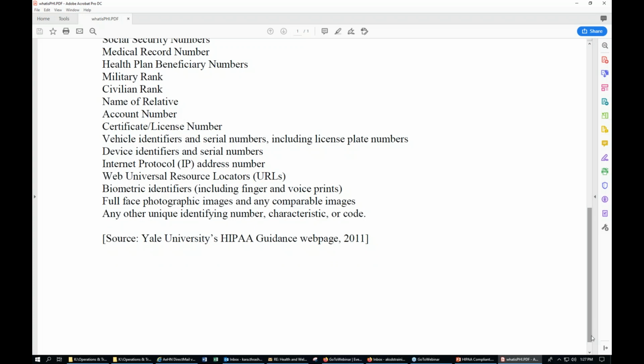And then there are biometric identifiers: a fingerprint, voiceprint, full face photographic images, anything that compares to that. Not on the list is some of the very latest identifiers, which is DNA results or DNA genetic components. That would also be protected health information.